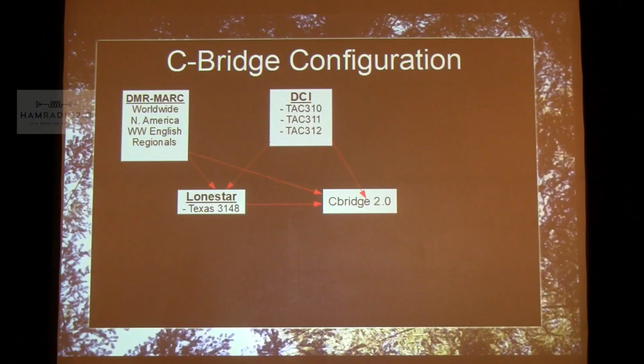So a CBridge can pass talk groups from any network it wants to. The CBridge configuration, basically, this is very rudimentary here, but DMR-marc establishes these regional talk groups. About the only talk groups DMR-marc originate. You can originate a talk group on a CBridge, or you can cross-connect to another CBridge and repeat their talk group. So the original TAC 310, 311, and 312s were not even originated on DMR-marc. They were originated on the DCI Turbo CBridge. TACs 313 through 319 today originate on DMR-X.